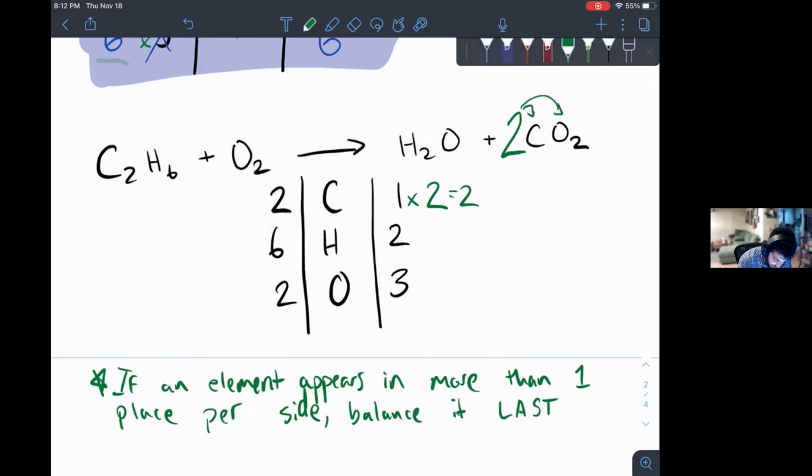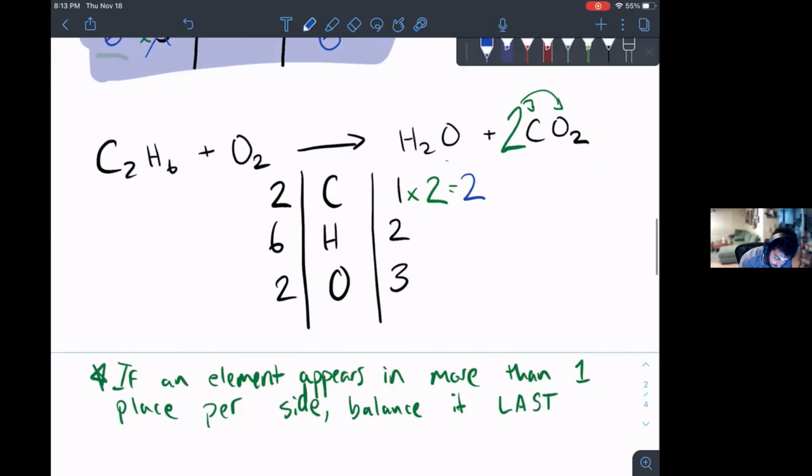That 2 is going to affect the carbon, but also the oxygen. So while carbon is sitting at 2, oxygen now goes from 2 times 2, which is 4, plus the one from over here. So oxygen's actually going to become 5 now. But carbon's balanced. So we can go ahead and check that one off. All right.